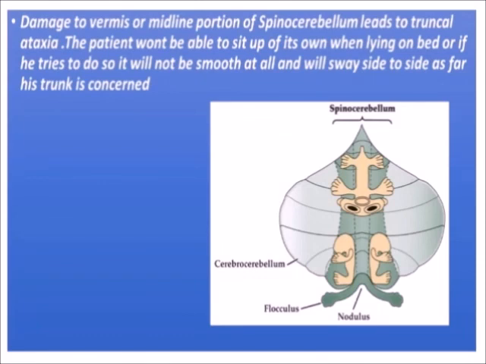Damage to the vermis or midline portion of the spinocerebellum leads to truncal ataxia, since the trunk is very close and near to the vermis. The patient won't be able to sit up on his own when lying on the bed, or if he tries to do so, it will not be smooth at all and will sway side to side as far as his trunk is concerned.